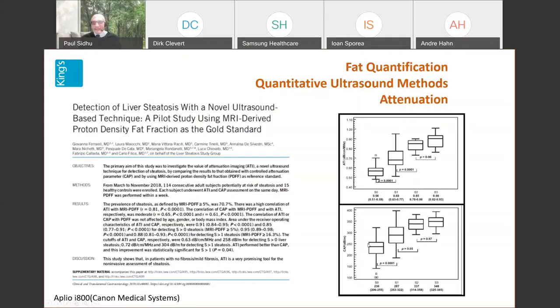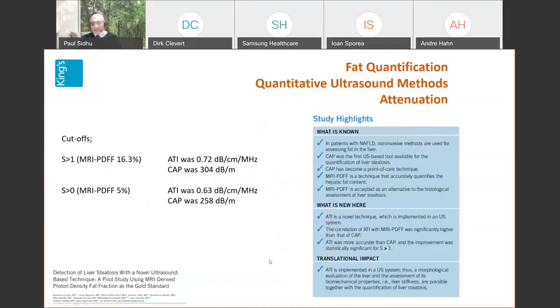What they found in this study was that when you add the fat attenuation to the ultrasound machine and also use the FibroScan CAP, you can see again there remains some overlap in the different levels of fat change. So it's as good as CAP. And they could measure cutoffs.